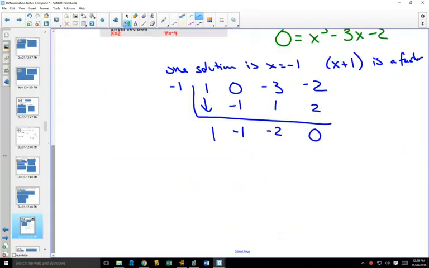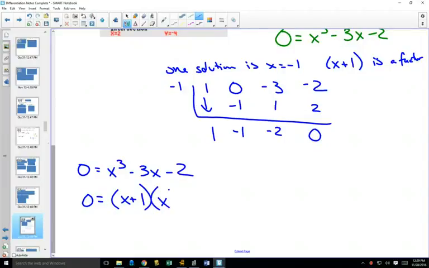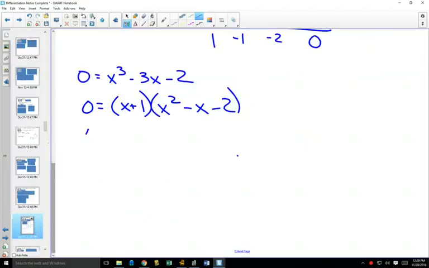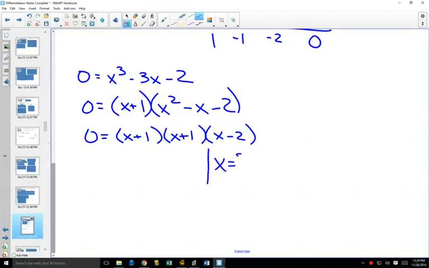And now you could say that x cubed minus 3x minus 2, which is our equation that we had, can now be factored to be x plus 1 multiplied by x squared minus x minus 2. And that is easy to factor to x plus 1, x minus 2. And we get our second solution as x equals 2.